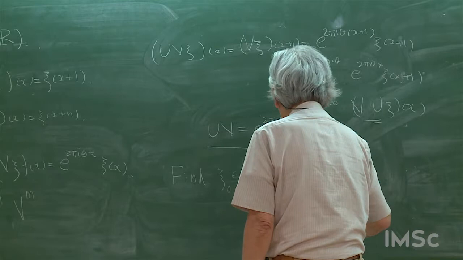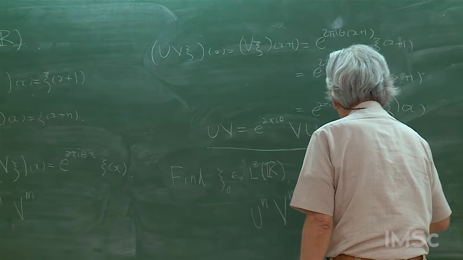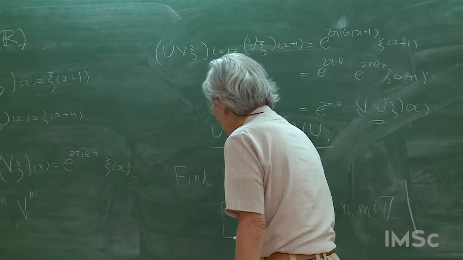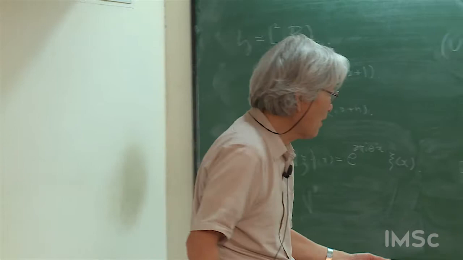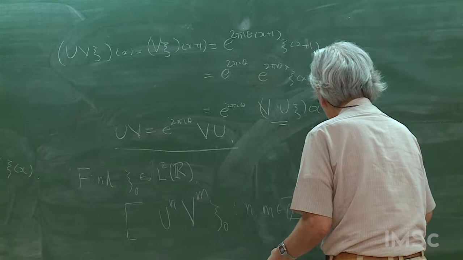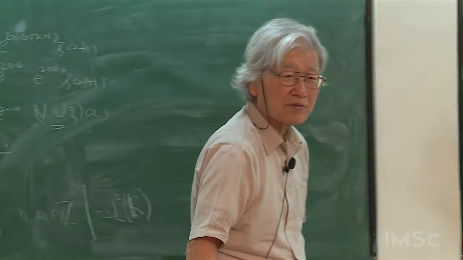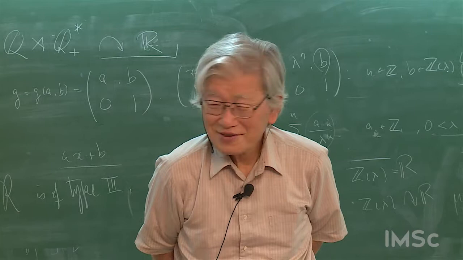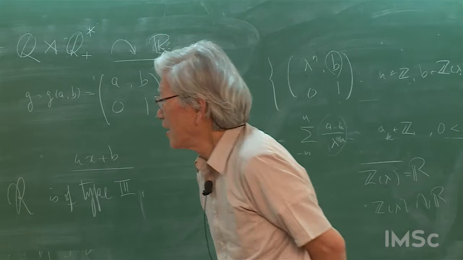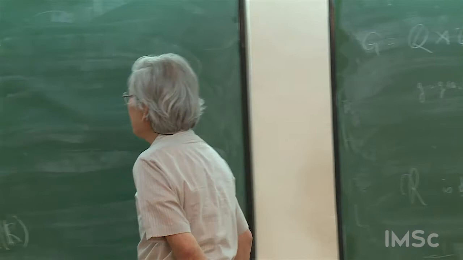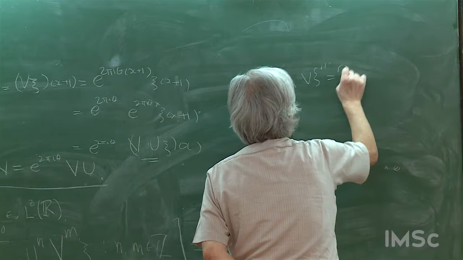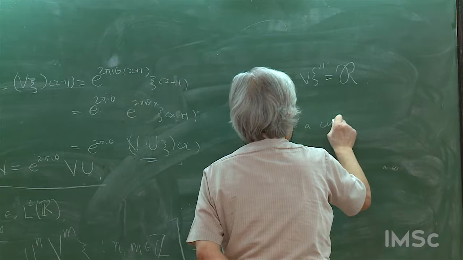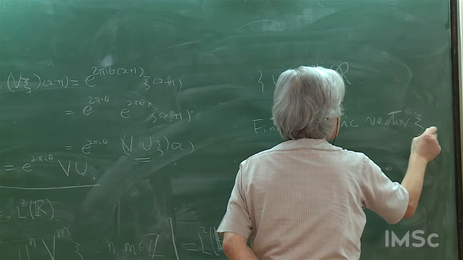applied to psi 0, with n and m ranging over all the integers, take linear combinations and take the closure, which becomes the entire Hilbert space. This is a very concretely addressed question. And I'm sure that there are real analysts or hard analysts who love to work on such a question. Okay, for von Neumann algebra, what does that mean? Oh, that means that you are considering U and V, find a cyclic vector psi 0. That's the question for operator algebra.